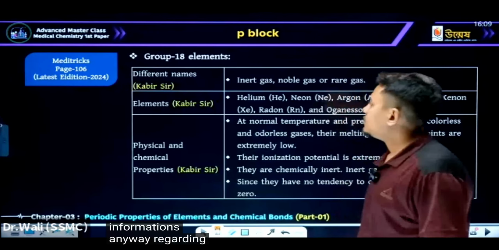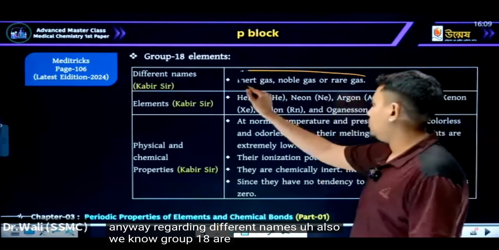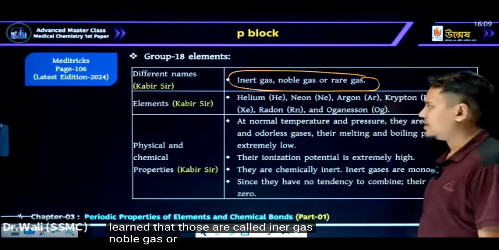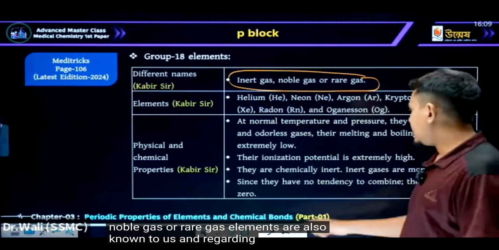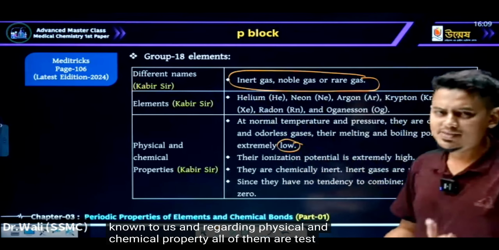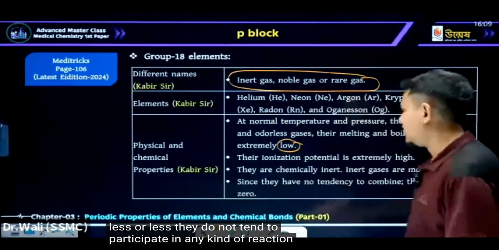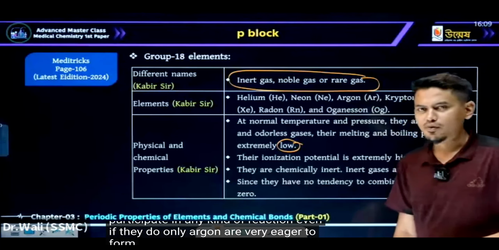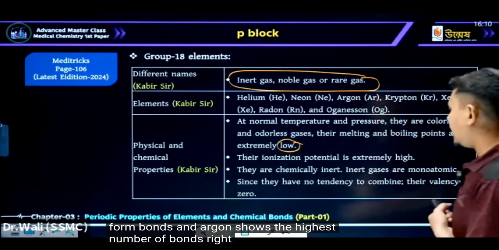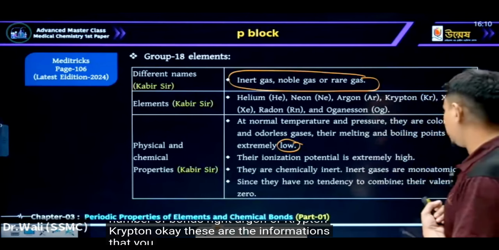Anyway, regarding different names, we have already learned that group 18 elements are called inert gas, noble gas, or rare gas. Regarding physical and chemical properties, all of them are tasteless and odorless. They do not tend to participate in any kind of reaction. Even if they do, only xenon is very eager to form bonds, and xenon shows the highest number of bonds, right? Xenon or krypton. Okay, these are the information that you require.